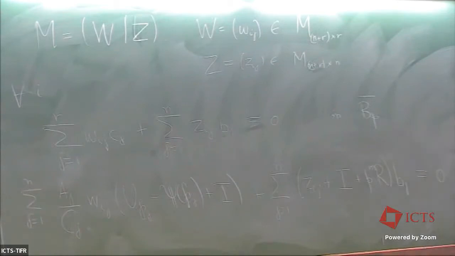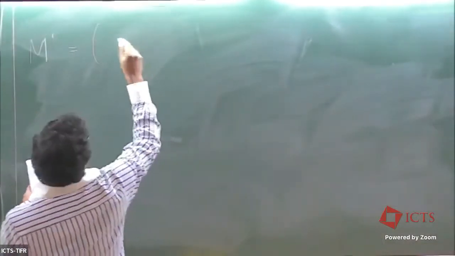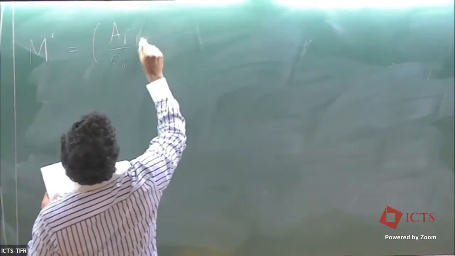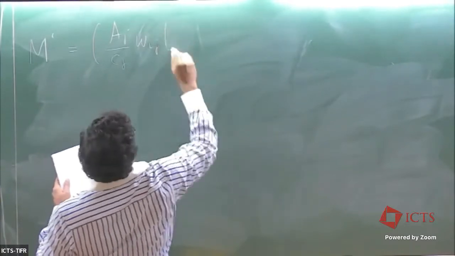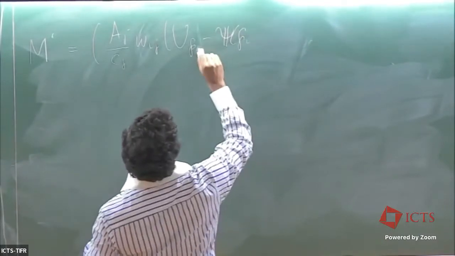I'm almost done. I guess I can finish on time today. So if I take the following matrix, M prime, which is different from M because of these modifications I have made, M prime is again some kind of block matrix. So a_j by C_j, W_ij, u_{P_i} minus psi of P_j.